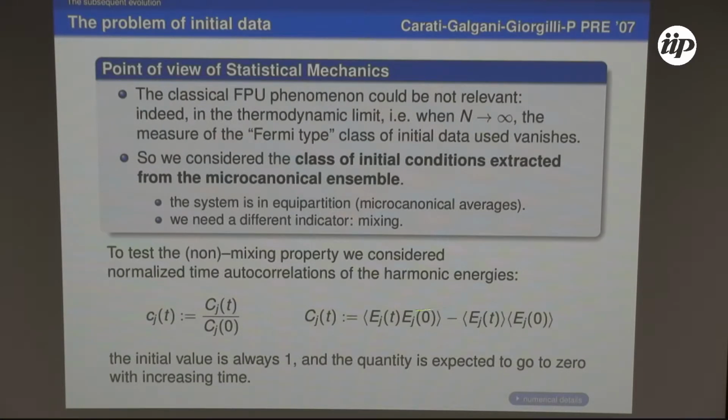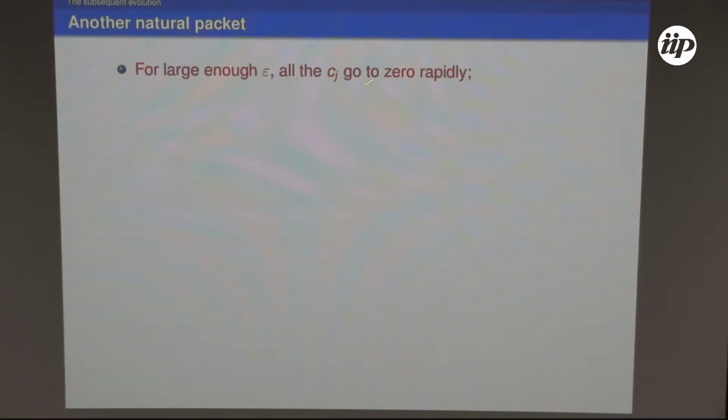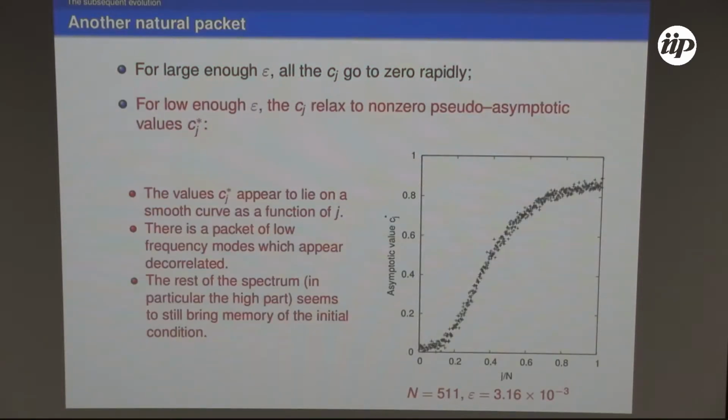So capital C is the time autocorrelation of harmonic energy for each normal mode. Then I normalize so that the initial value is 1 and it is expected to go to 0. So the initial data is a straight line at level 1 and it is expected to go down. And indeed, it is this way for large enough epsilon. But if you take small enough epsilon, then this decay at some point stops. Then later on, it goes on to 0.